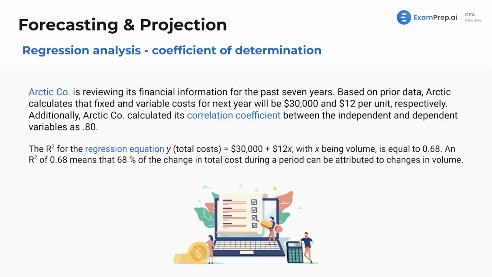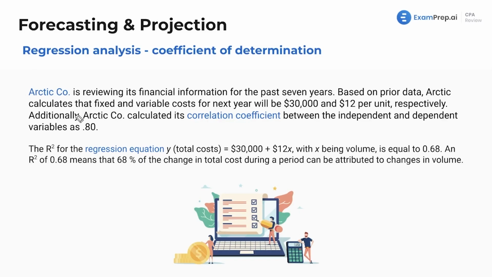Let's take an example and look through the coefficient of determination. I'm not leaving here until you understand it all. Arctic Company is reviewing its financial information for the past 7 years. Based on prior data, Arctic calculates that fixed and variable costs for the next year will be $30,000 of fixed and $12 per unit, respectively.